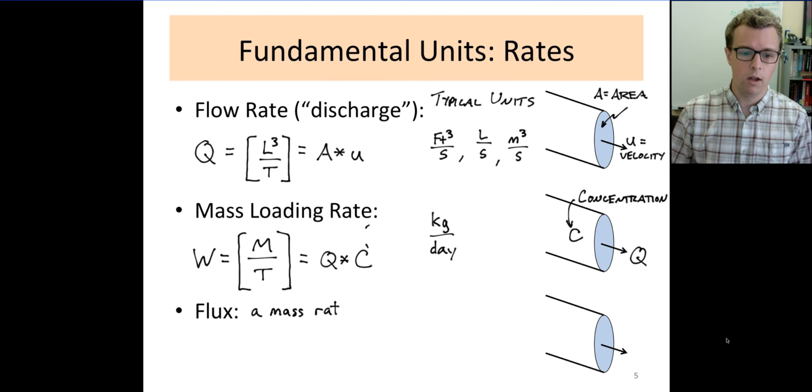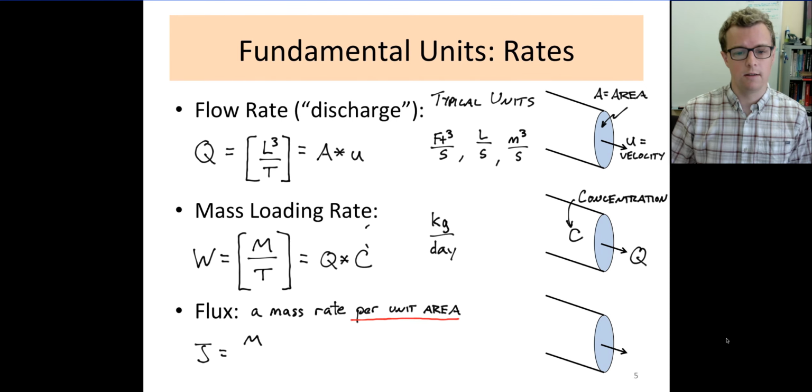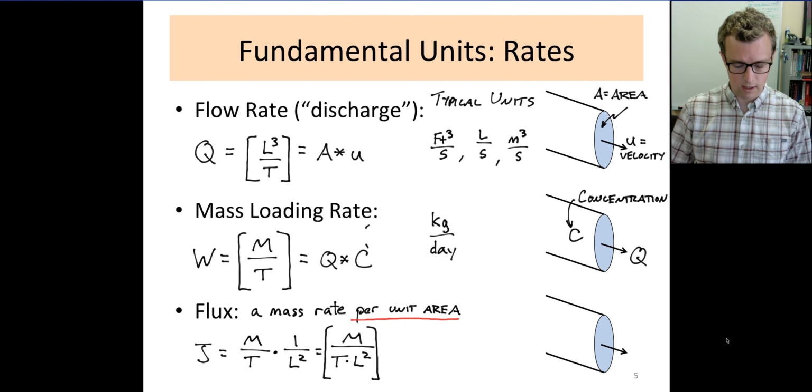And finally, flux. Flux is a W per unit area. And so in this class, we'll use a capital J to represent fluxes. And I'm showing you the basic unit calculation there. So a mass per time, that's a W, multiplied by 1 over length squared, so divided by area. So a flux is a mass per time per area.